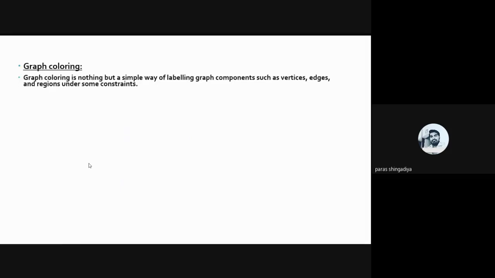And now the next topic is graph coloring. So what is the meaning of graph coloring? Graph coloring is nothing but a simple way of labeling graph components, such as the vertices, edges, regions under some constraint. ठीक है, ग्राफ कलरिंग क्या है, you have to apply the coloring to the graph components. Graph components means vertices है, edges है, regions है. You have to label the graph, okay, by using some condition.